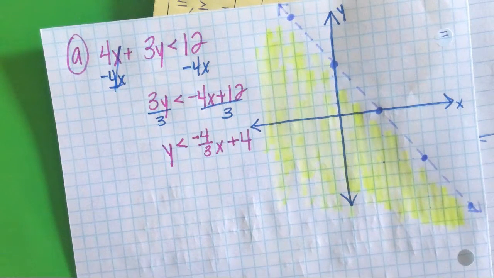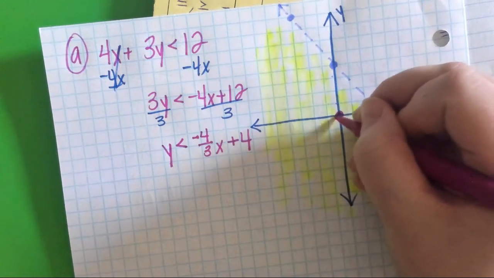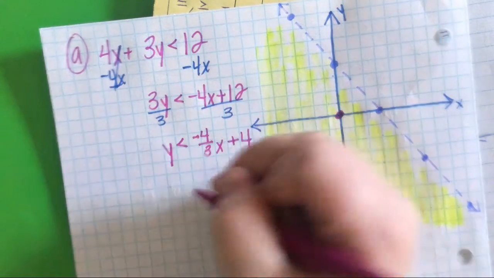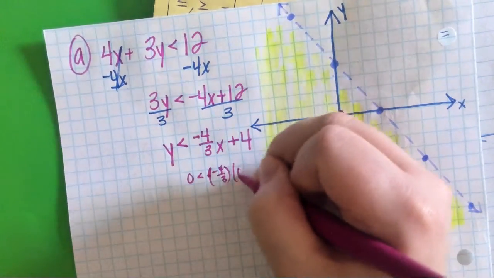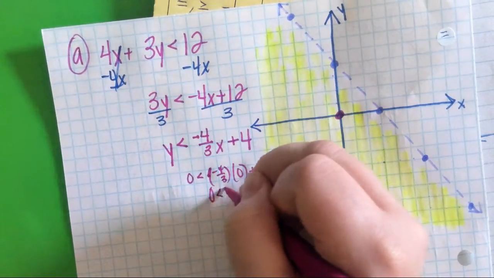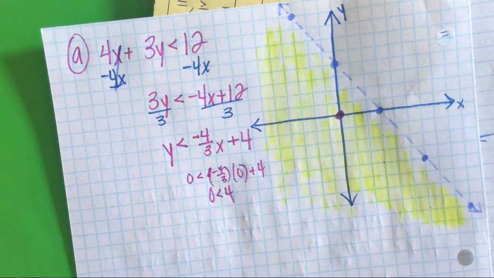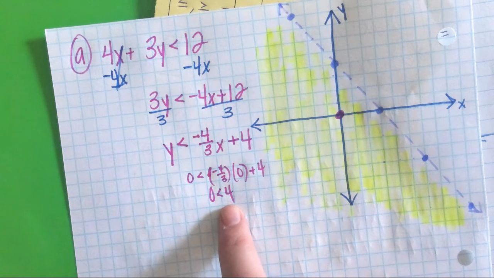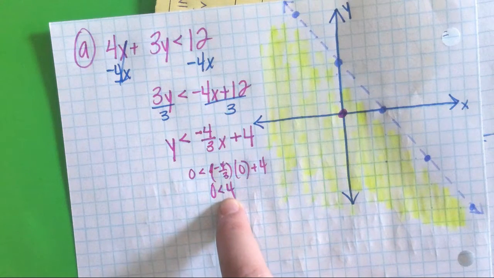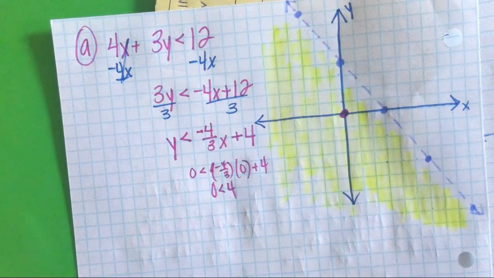If the origin's available, I try him. I plug him in, and I say 0 is less than negative 4/3 times 0 plus 4. Well, 0 is less than 4, so I'm not crazy. I know that sounds silly, but I want my A in math class. I should plug in a point and make sure I'm not crazy. And if you plugged in above the line, the wrong region, you would end up with a silly statement, like 0 is less than negative 8. Well, that's not true. So you'll know when you've done something wrong if you check yourself.